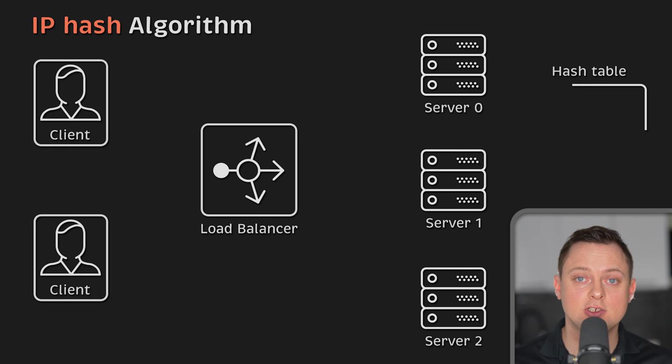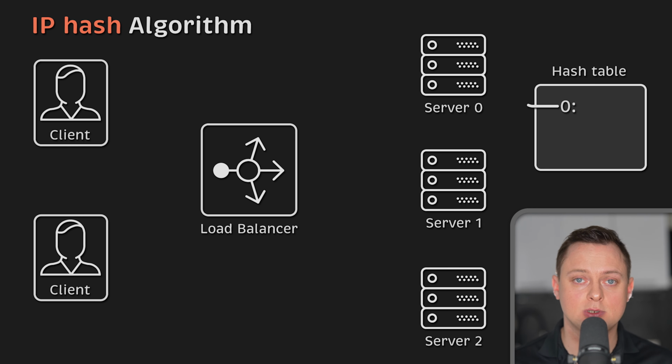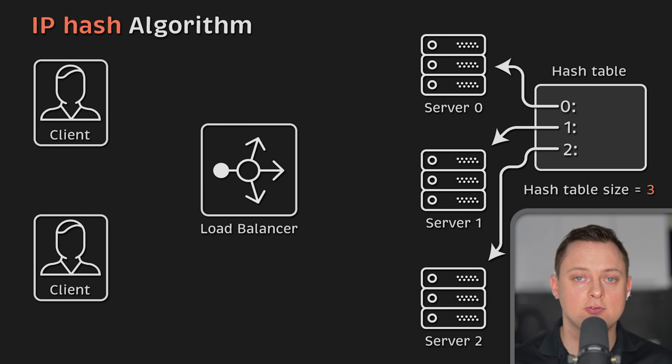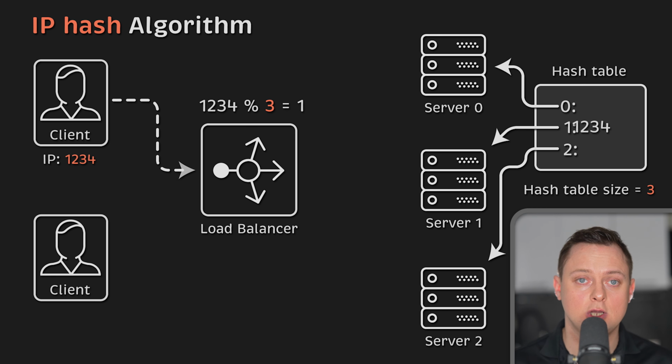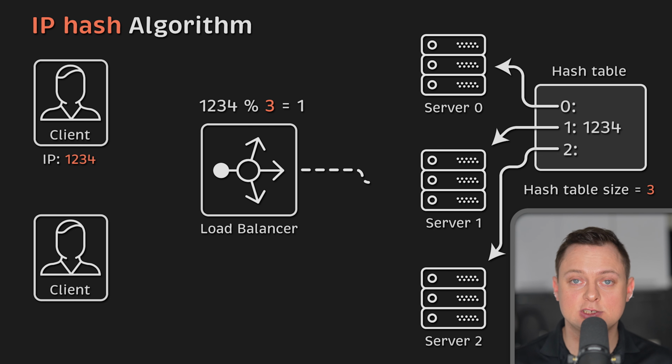For example, the division remainder method is the simplest one used for hashing. So in this example, we have 3 servers, which means the size of the hash table is 3. Just to make it simpler, I use decimals instead of converting IP addresses and the size of the hash table to binary. So let's pretend the source IP address is 1234. Now, if you use modular division, we get 1, which means this request will be forwarded to the second server.